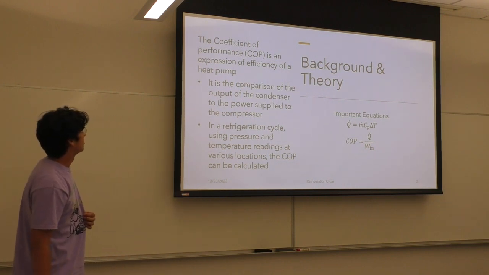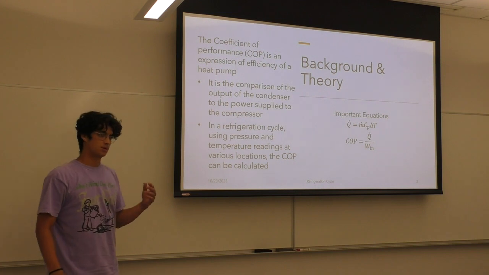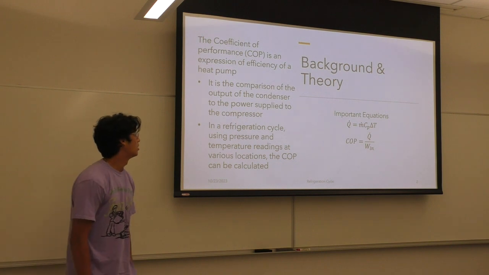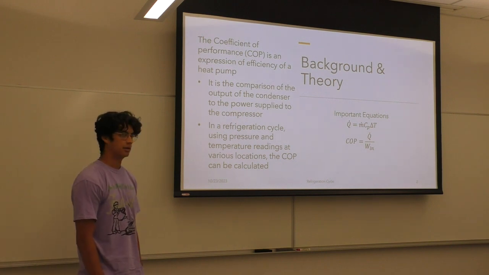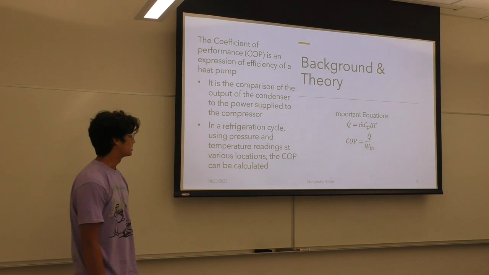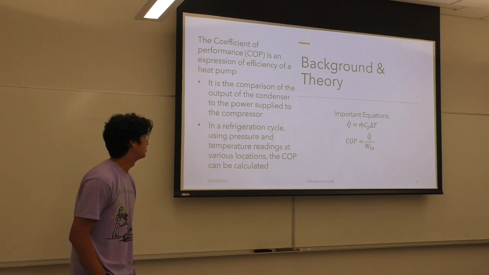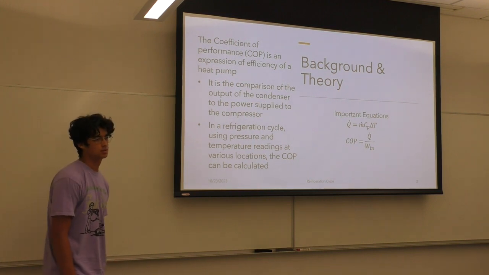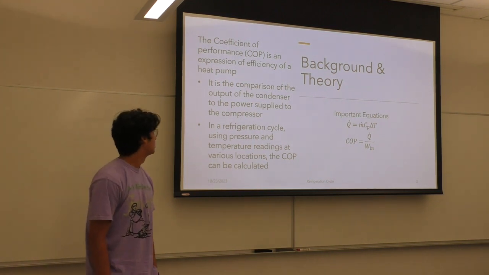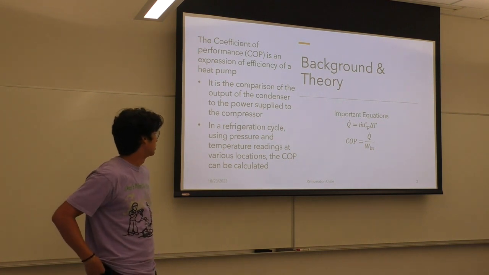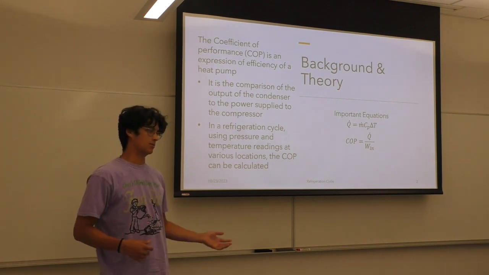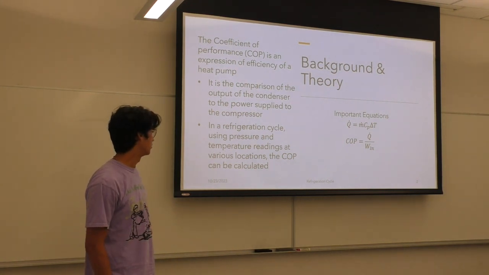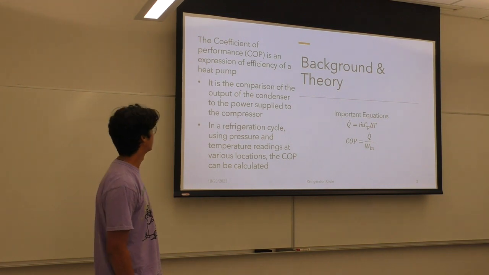But what I will talk about is the coefficient of performance, which is a measure of efficiency on a cycle, like the refrigeration cycle or the Rankine cycle. It's calculated by comparing the output of the condenser to the input of the power supply to the compressor. Taking different pressure and temperature readings in a refrigeration cycle, you can find the coefficient of performance.